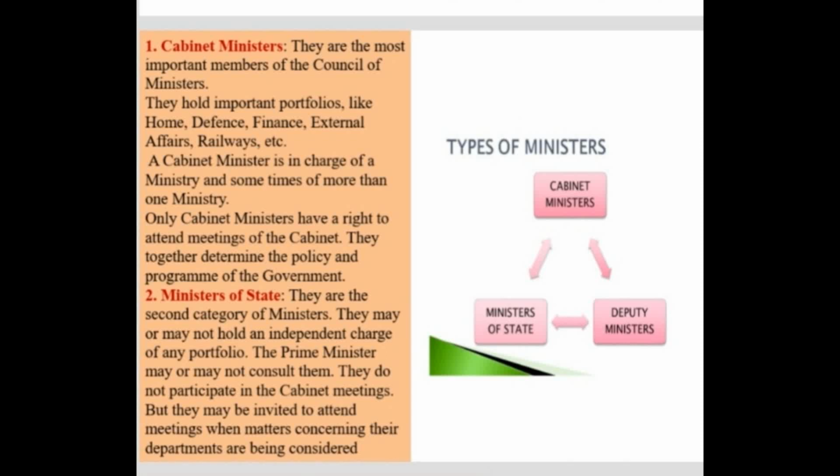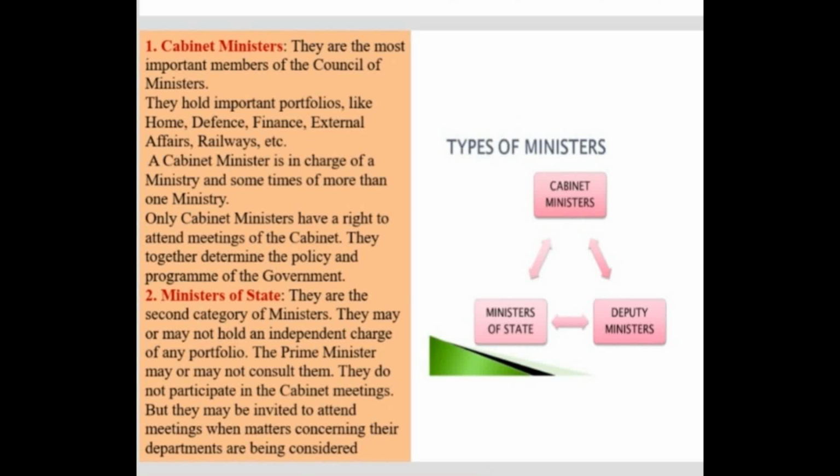That means the ministers of state do not even participate in the cabinet meetings, but they may be invited when matters concerning their departments are being considered. So if necessary, they'll be asked to come and they'll be taking their opinions. Otherwise, mostly the prime minister will be holding meetings with the cabinet ministers.